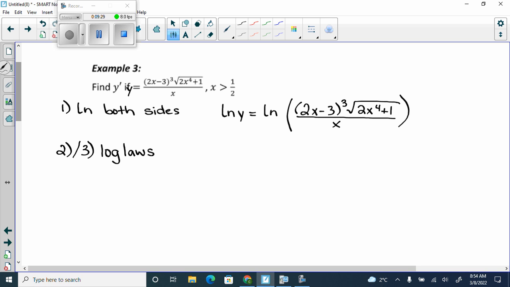Okay, so ln y equals, now anything in the numerator gets a +1 in front, anything in the denominator gets a -1 in front. Remember that was the rule that we used in grade 12? So we're going to go ln (2x - 3)^3, and then plus, because it's in the numerator, and I'm going to change this to (2x^4 + 1)^(1/2). So I'm going to go plus ln (2x^4 + 1)^(1/2). And then because this is in the denominator, I'm going to go minus ln of x.